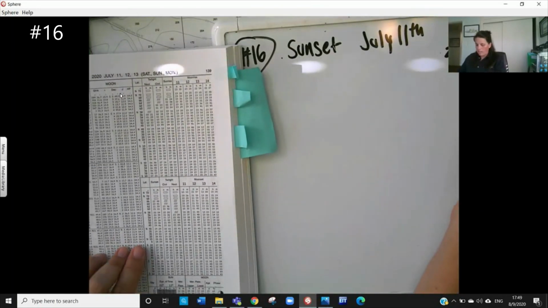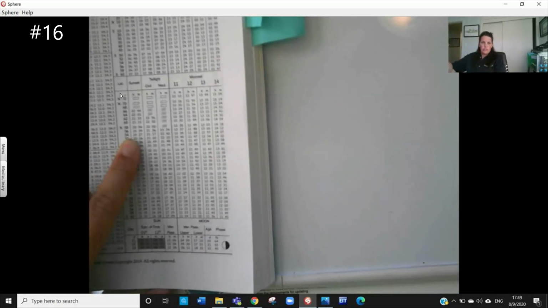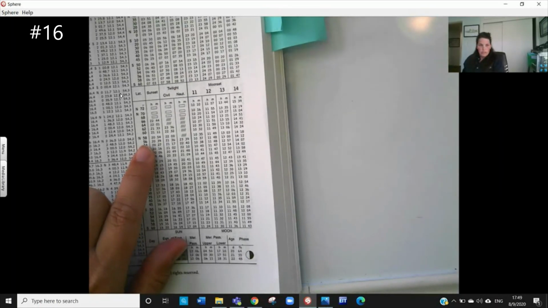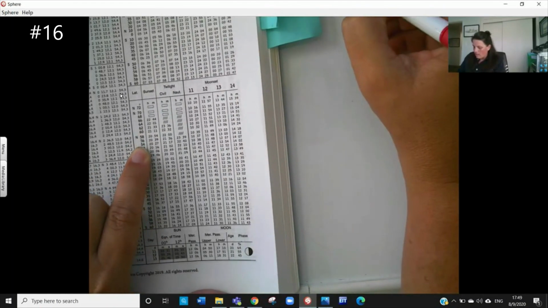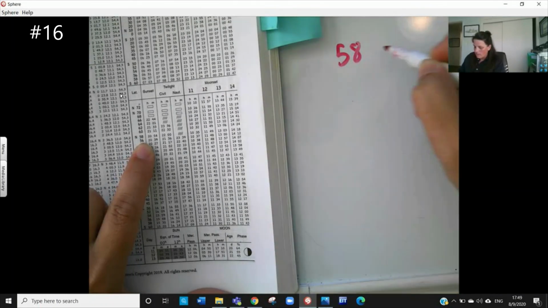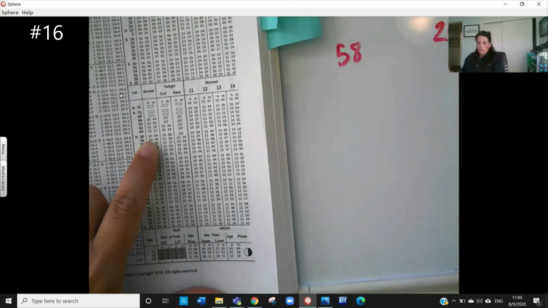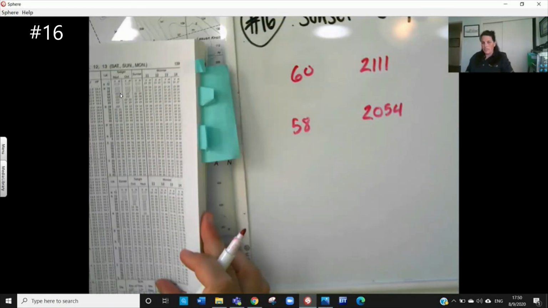Our latitude is 58 degrees 36 north, so we're going to be in between the 58 and the 60. I'm going to write those out. At 60, my sunset was 21:11, and at 58, my sunset was at 20:54. So those are my times for my latitude.